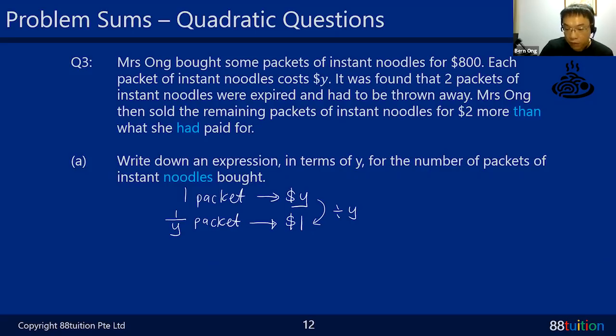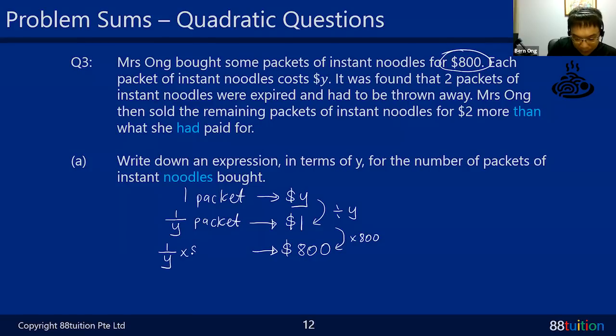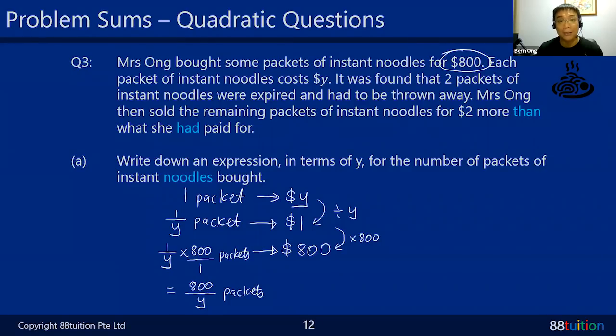Okay, but with $800, how many packets can I buy? $1 I can buy 1 over Y packets. From 1, how do I get to 800? Times 800, right? Whatever you do on the right, remember to do on the left. 1 over Y times 800 also. This will give you the number of packets. So 800 is 800 over 1. Top times top, bottom times bottom, 800 over Y packets of instant noodle for $800.